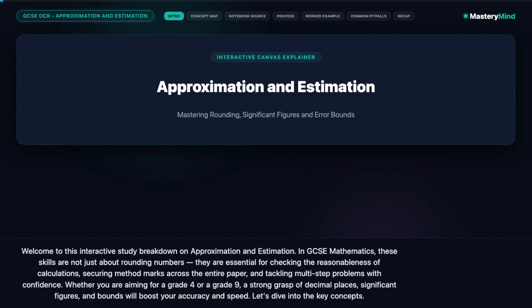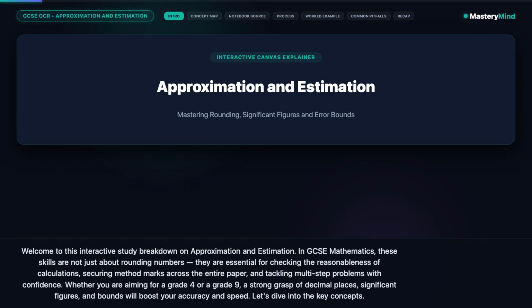Welcome to this interactive study breakdown on approximation and estimation. In GCSE Mathematics, these skills are not just about rounding numbers, they are essential for checking the reasonableness of calculations, securing method marks across the entire paper, and tackling multi-step problems with confidence.